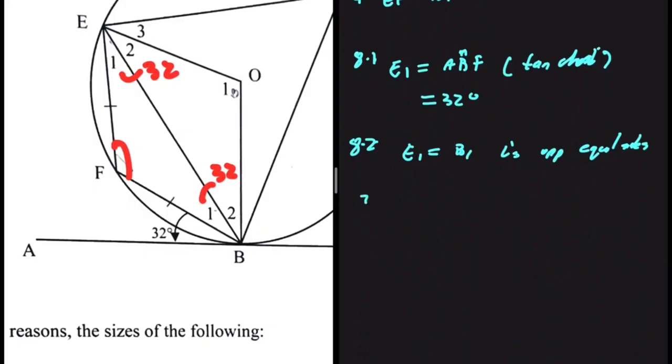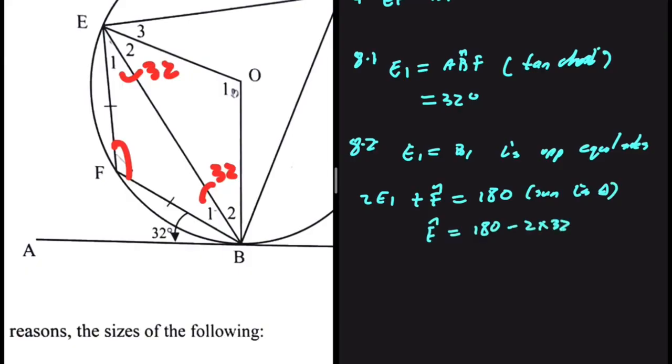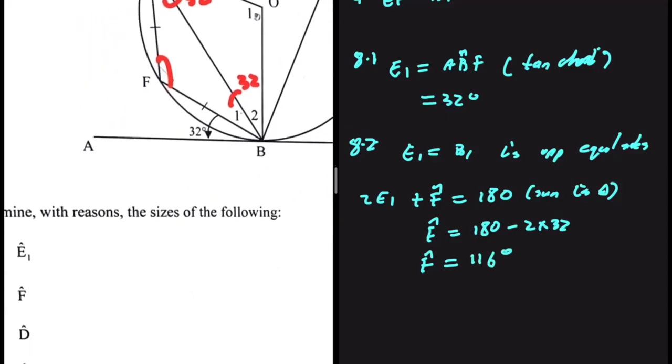So we're going to have 2E1 plus angle F being equal to 180 degrees. This is the sum of angles on a triangle. So angle F is equal to 180 minus 2 multiplied by 32. 2 multiplied by 32, that is 64. So we have 180 minus 64, which is 116 degrees. So that is the size of angle F.